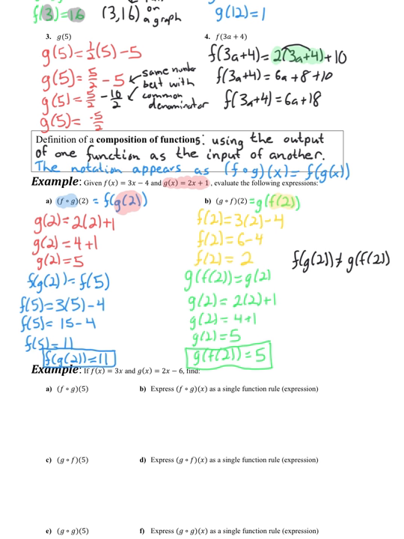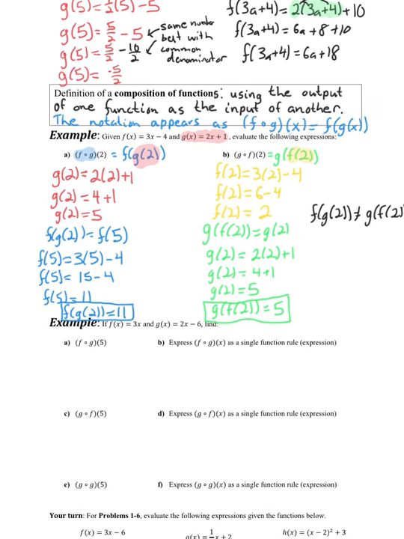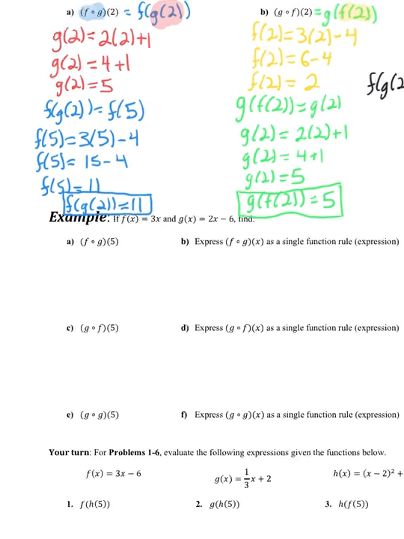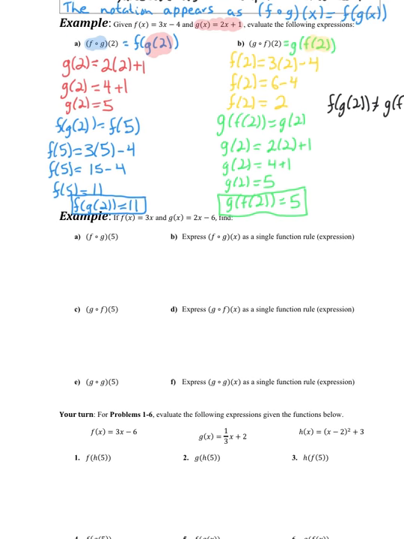Most of the time, you're not going to end up with f of g of 2 equaling g of f of 2. Sometimes it will happen, but not very often, okay? And we'll talk about that later. There are specific examples where that does happen. Okay. Now what I want you guys to do, I've got examples A, C, and E here. Skip B, D, and F for now. We'll go over those ones together. But I want you to try these out.